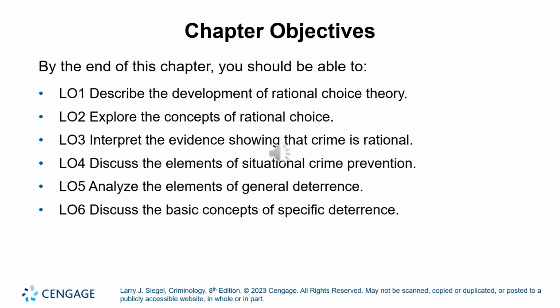Third, you'll learn how evidence shows that many criminal decisions are actually rational and purposeful rather than random. Fourth, we'll look at situational crime prevention and the different strategies used to reduce opportunities for crime. Fifth, you'll analyze the concept of general deterrence, how the threat of punishment can discourage crime on a broader level. And finally, you'll understand the basics of specific deterrence, which focuses on preventing reoffending by individuals who have already been punished. By the end, you'll have a solid foundation for understanding how decision-making plays a role in criminal behaviors.